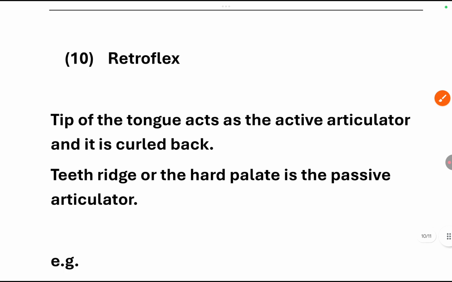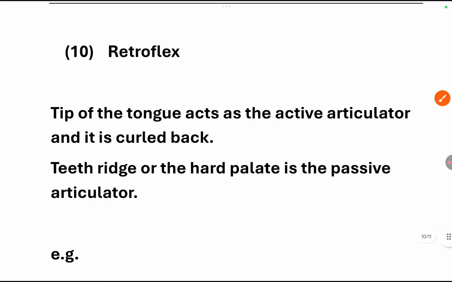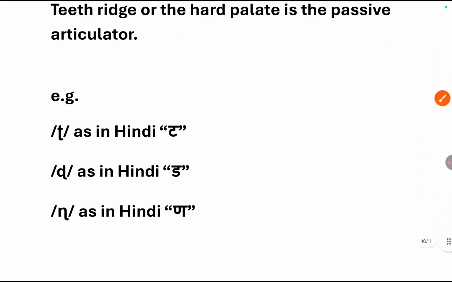Now the tenth is retroflex. Now how are the retroflex sounds produced? The tip of the tongue acts as the active articulator and it is curled back. The tip of the tongue is curled back. The teeth ridge or the hard palate is the passive articulator in these sounds. Now these sounds are all only in Hindi. You can pronounce this from your side.